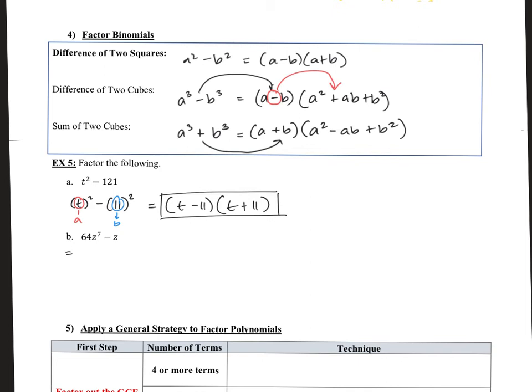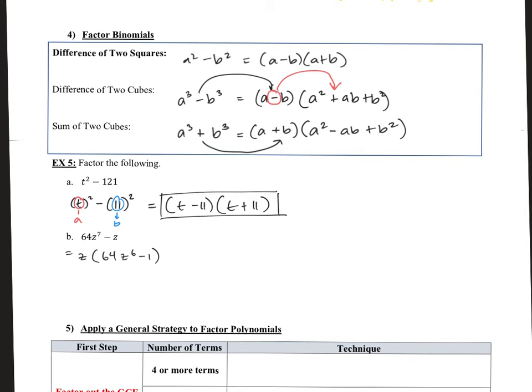Well, one thing to always check is to make sure you can take out any common factors. And I notice these both have a z. So I'm going to factor that out first. Now let's take a look. This is a binomial, so I want to make sure that I can factor it. If I can factor it, I'll go ahead and factor. If I can't factor, then I'm good, it's prime.